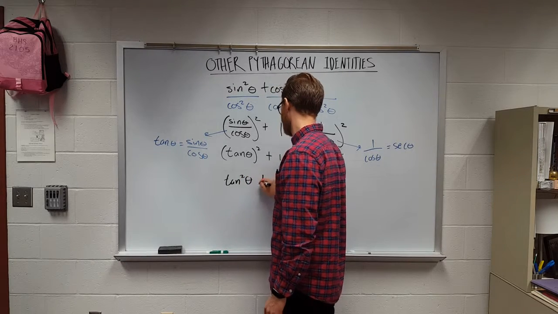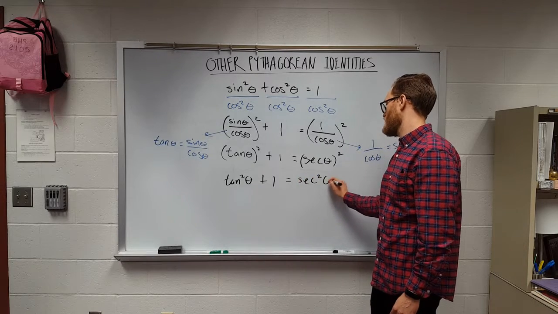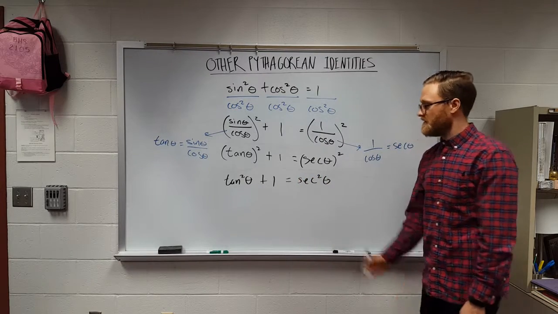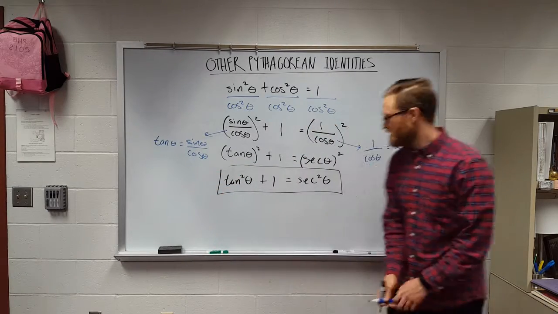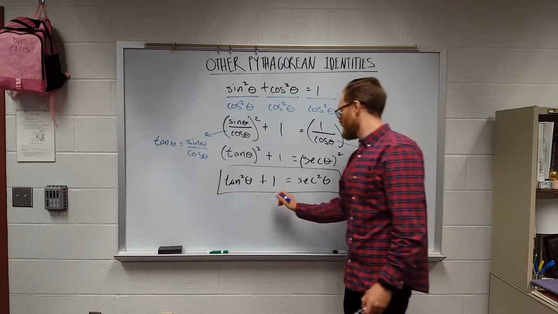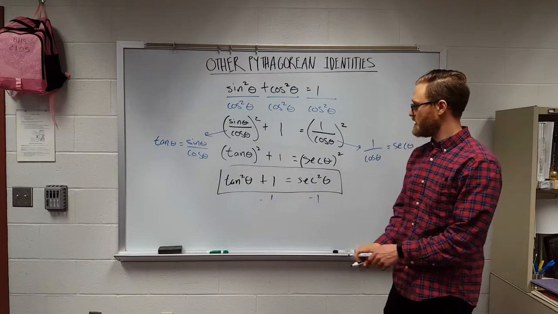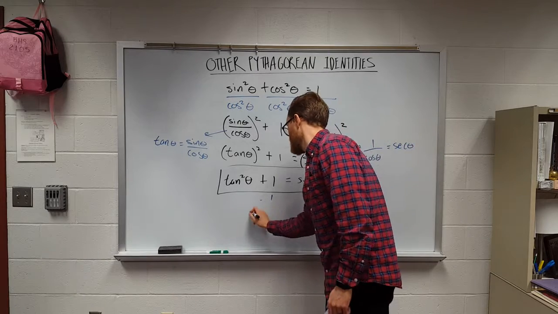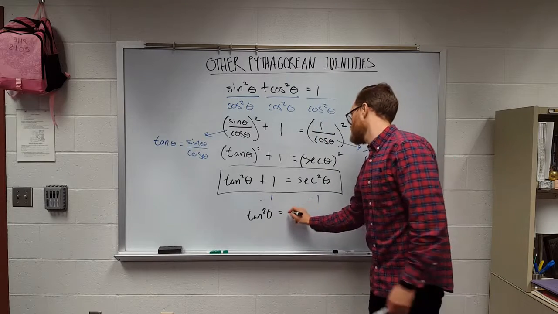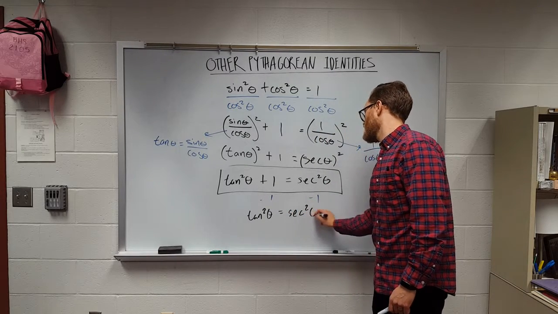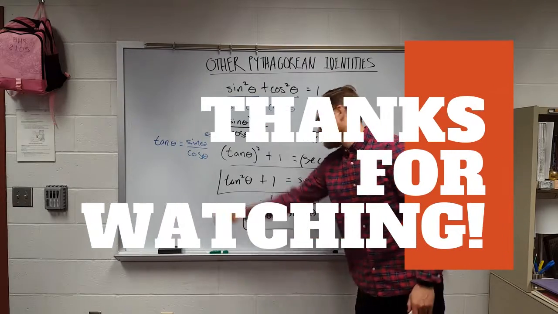Now to rewrite it the way that you will probably see it, we'll write it as tangent squared theta plus 1 equals secant squared theta. So this is one of our additional identities. Sometimes you will see 1 subtracted from both sides, and you can produce another identity that says tangent squared theta is equal to secant squared theta minus 1. And there you go.